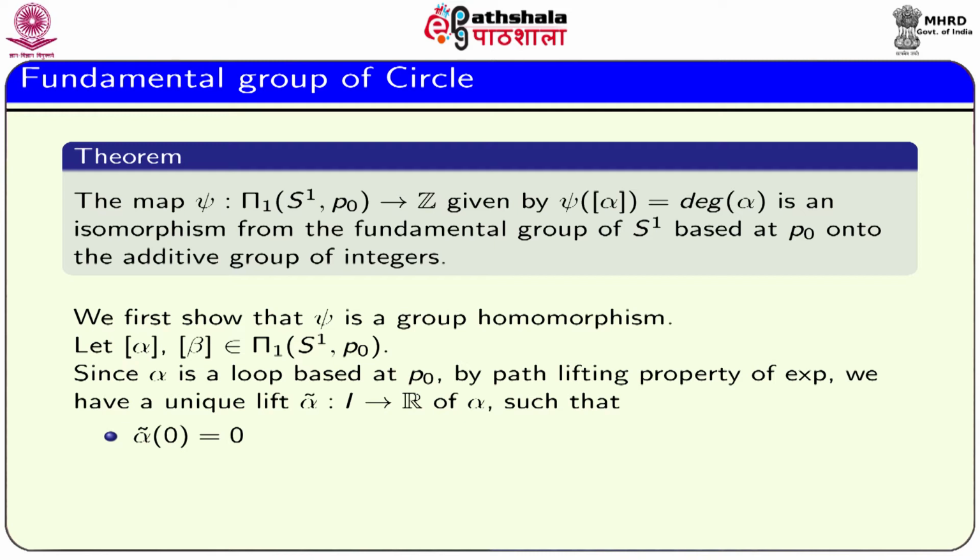Since alpha is a loop based at P0, by path lifting property of exponential, we have a unique lift alpha tilde from I to R of the loop alpha, such that alpha tilde 0 is 0, exponential composed alpha tilde is alpha. Similarly, let us take the unique lift of beta as beta tilde.